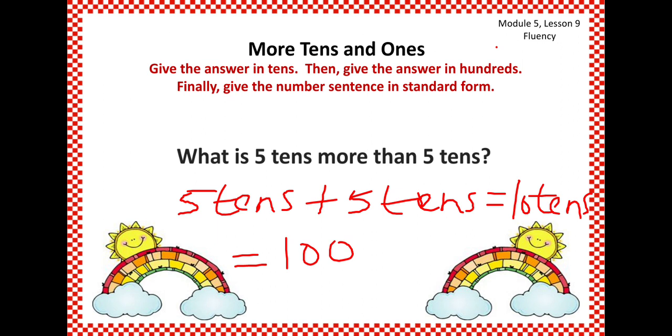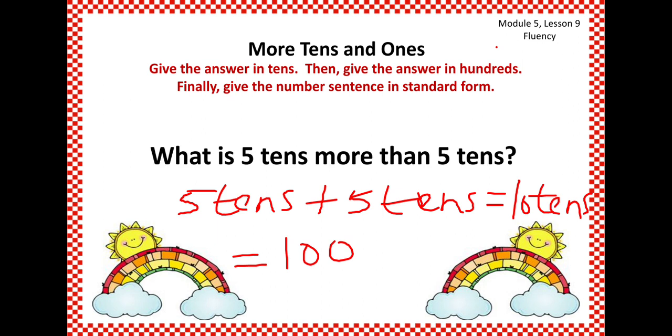Okay, 5 tens plus 5 tens is what? 10 tens. From our question, what is 5 tens more than 5 tens? So that is why we added 5 tens plus 5 tens, which is 10 tens. 10 tens, as we did earlier, is 100.